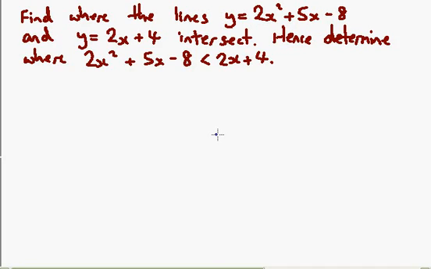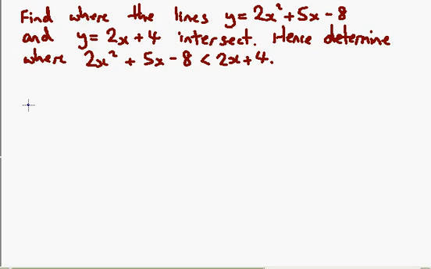Okay, we're going to look at a specific problem now. We're asked the question, find where the lines y equals 2x squared plus 5x minus 8 and y equals 2x plus 4 intersect. Hence determine where the parabola is less than the line. Okay, so first of all, in order to find the intersection between any two lines, you must use either simultaneous equations or a form of that.